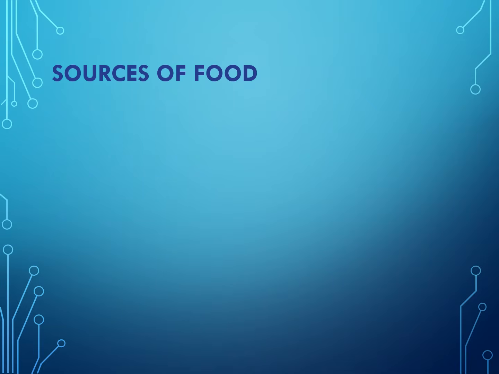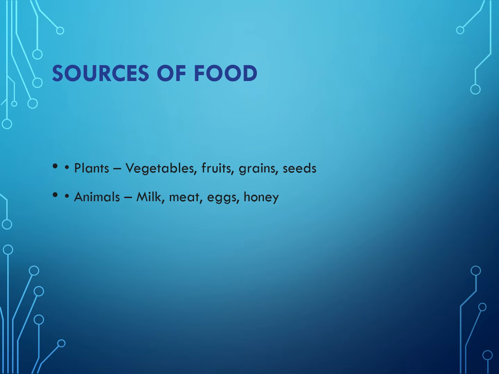As I told you before, the sources of food are plants and animals. From plants we get vegetables, fruits, grains and seeds. And from animals, milk, meat, eggs and honey. So these are the basic things you have to keep in mind from the exam point of view. There will be questions like, what are the sources of food? At that time you should keep in mind that plants are a source of food and animals are a source of food.